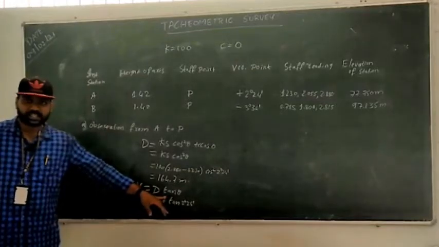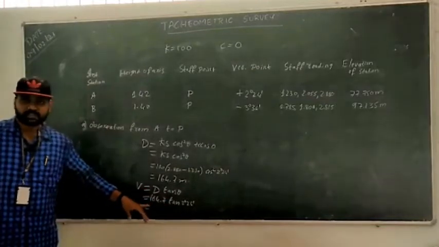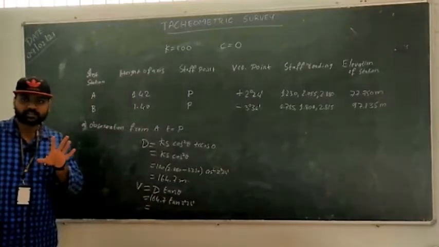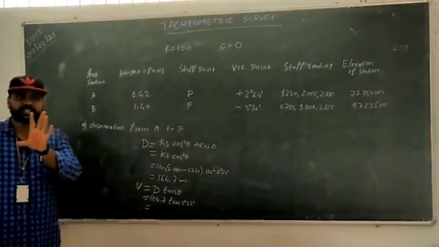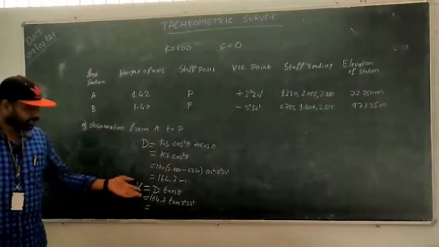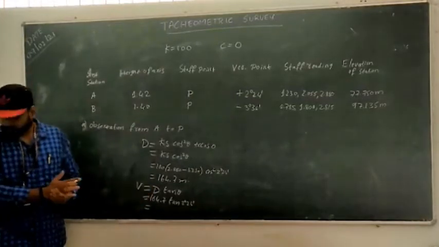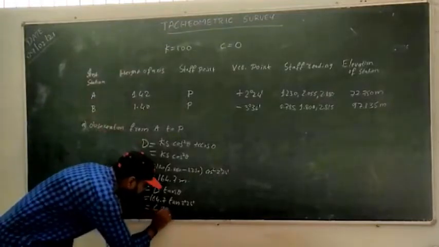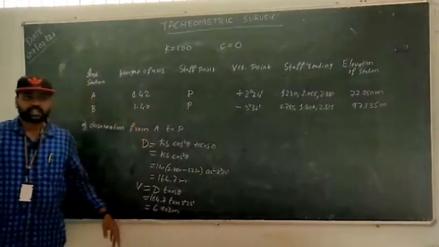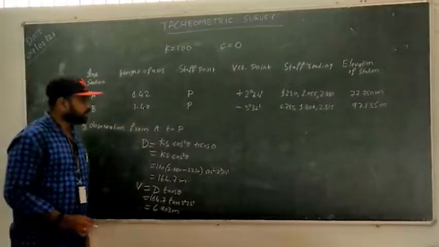So D tan theta, I am just directly substituting. You are supposed to do it like this: first you calculate L, then multiply with sin theta. That is also the same value you will get, as compared to this. So tell me how much you are getting? 6.903, right? 6.903.